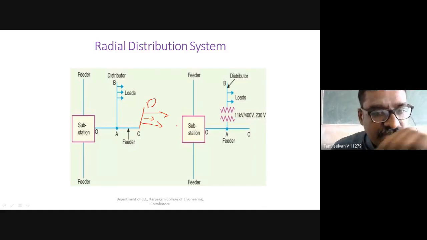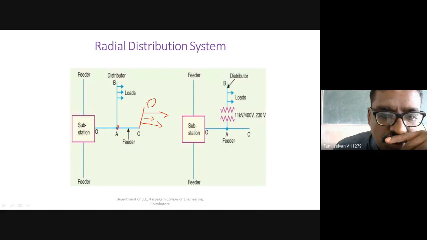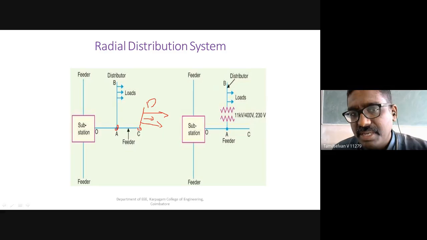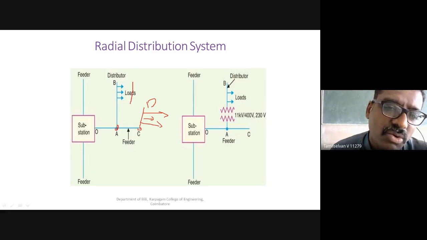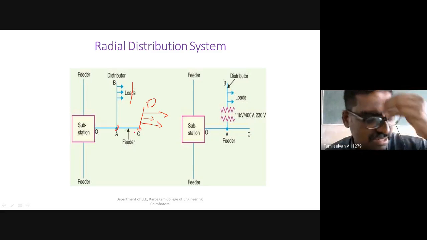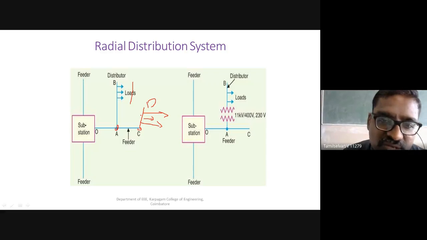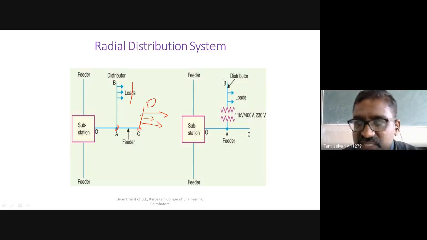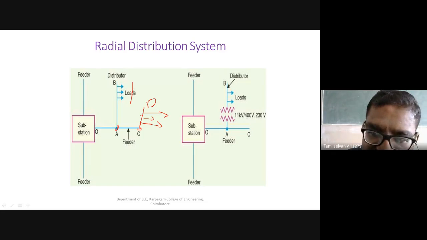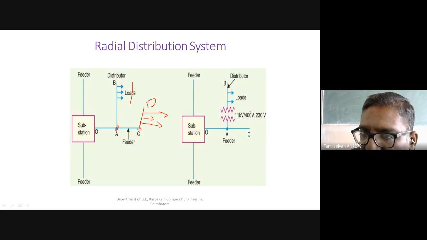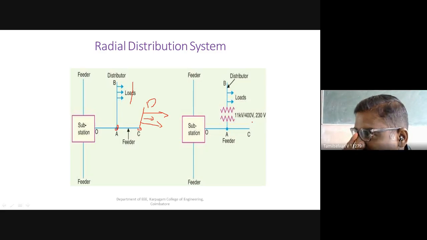Compared to this node point, if you take this node point, the voltage will be lesser. If the load is more at this distributor point, the drop will be more, so automatically the end of the line will have lesser voltage. But as per the distribution system, we have to maintain the voltage within plus or minus 6%, constant. That's why we have a distribution transformer at the distributor, where the voltage is good.